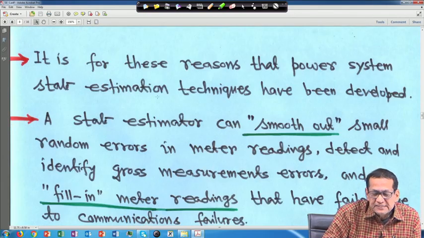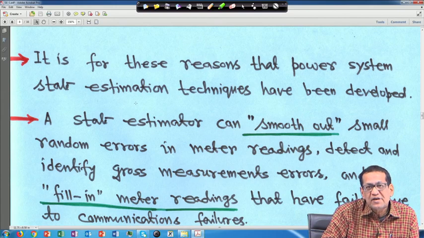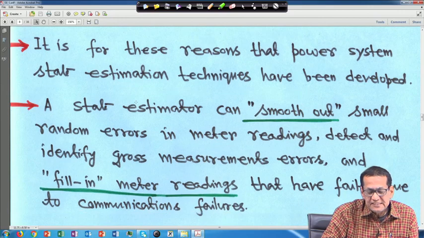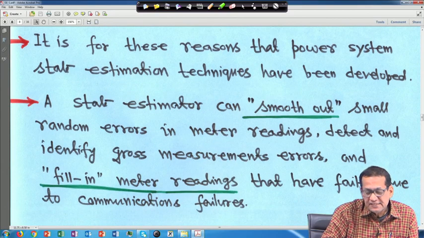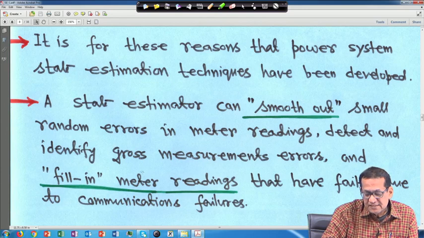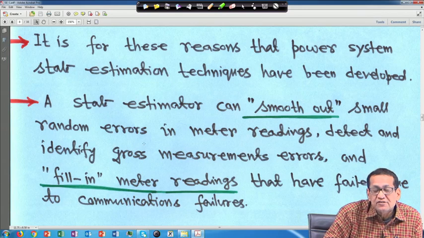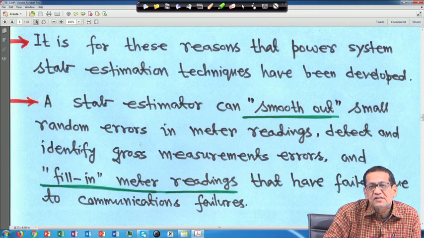So, it is for these reasons that power system state estimation techniques have been developed. A state estimator can smooth out small random errors in meter readings, detect and identify gross measurement errors, and fill in meter readings that have failed due to communication failures. This is the important thing for state estimation in electrical engineering, particularly in power systems.